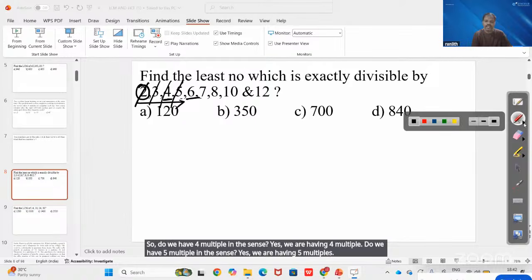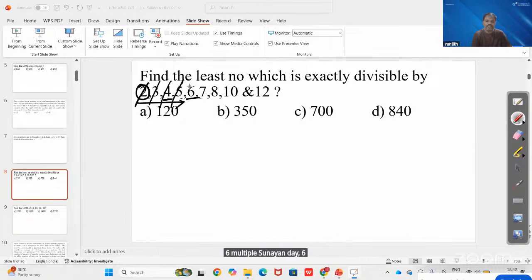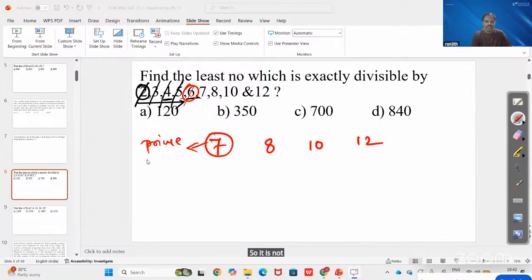Six multiples ఉన్నాయి అంటే six multiples కూడా ఉన్నాయి. 6 twos are 12. So 7 multiples we don't have, 8, 10, 12. These are the remaining values: 7, 8, 10, 12. So we can eliminate 7. 7 is a prime number, so it is not divisible by any number.